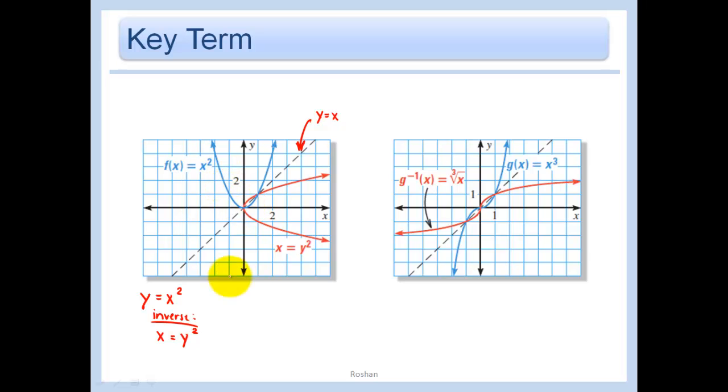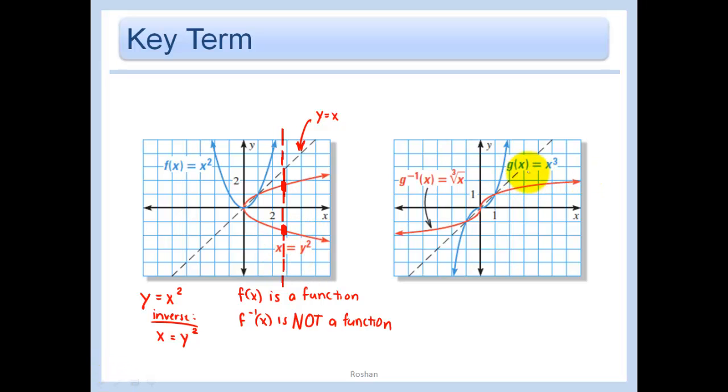But what I want you to note here is that f of x is a function. But the inverse is not a function. Because remember, in order to be a function, it has to pass that vertical line test, that each input has one and only one output. And you'll see here, for instance, this has 2 inputs, so it's definitely not a function, this x equals y squared.